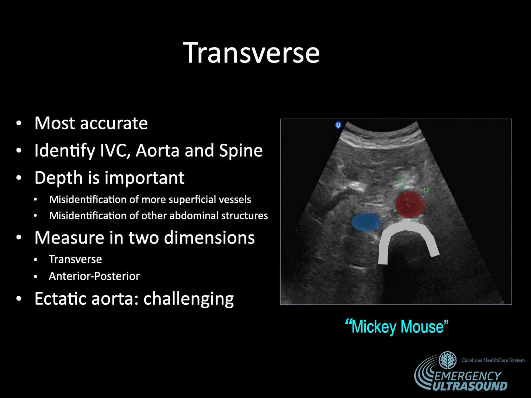Make sure that you have enough depth to make sure you are seeing the spine, the shadowing, and the abdominal aorta. You always want to measure in 2 dimensions, your anterior, posterior, and then across, transverse, or right to left, if you will. If you have an ectatic aorta, this can be a super challenging patient.